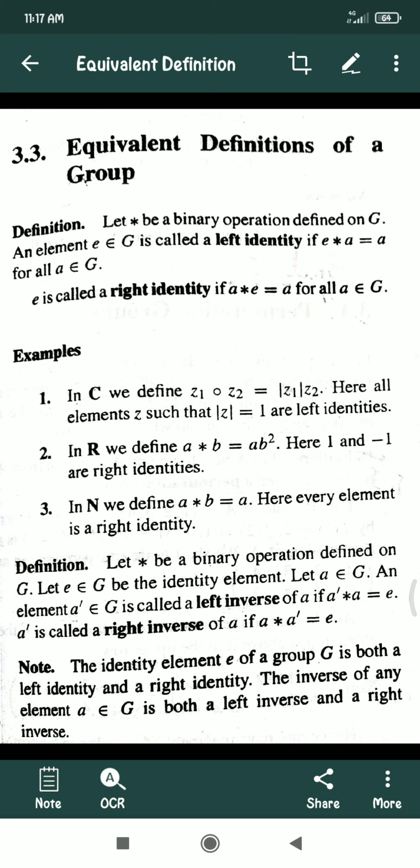When an inverse element is called a left inverse, it must satisfy a dash star a equal to e. If it is a right inverse, it has to satisfy a star a dash equal to e. This is what right inverse and left inverse mean. Here we have a note: the identity element e of a group G is both a left identity and a right identity. The inverse of any element a belonging to G is both a left inverse and a right inverse. That's it. Thank you.